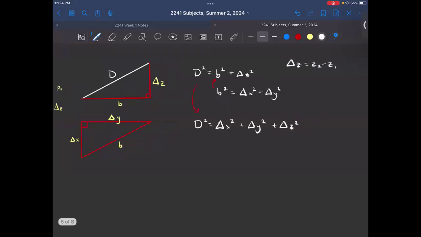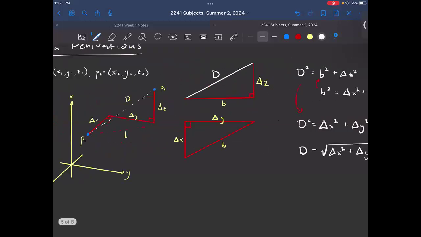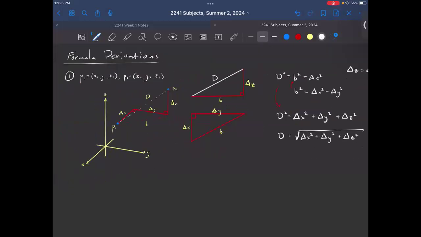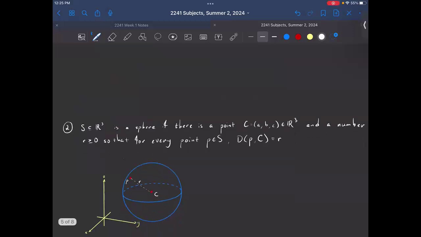And now if I solve this for D, I just take the square root, and I'm going to take the principal square root, which means the positive one, and I'll have exactly the formula that we wrote down in the other video. Okay, and so there is the distance formula for the length of a line segment between 2 points, P1 and P2. Okay, so now we're going to talk about the equation for a sphere in R3. Remember, R3 is just XYZ space. That's a short way of saying it and writing it.